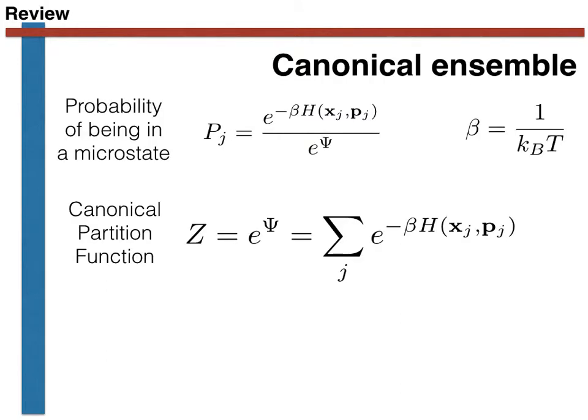The probability of being in any given microstate was given by the expression shown at the top of this slide, and the canonical partition function is given by the expression shown at the bottom of this slide. Furthermore, we showed that the Lagrange multiplier that enters these expressions, beta, is simply equal to 1 divided by Boltzmann's constant multiplied by the temperature.